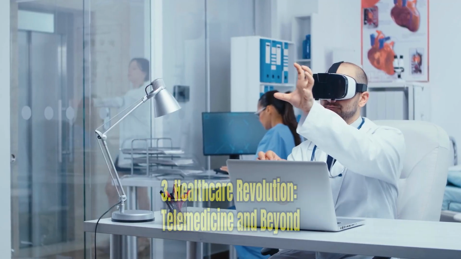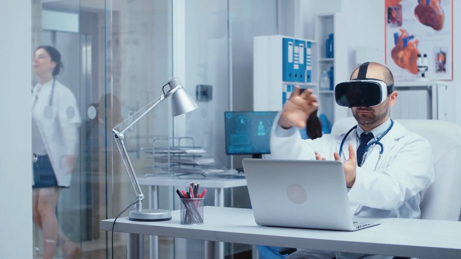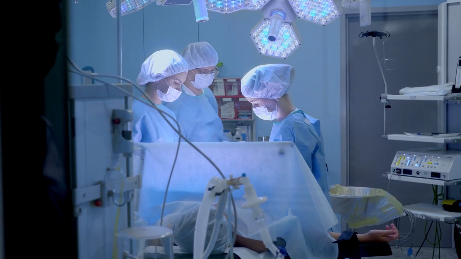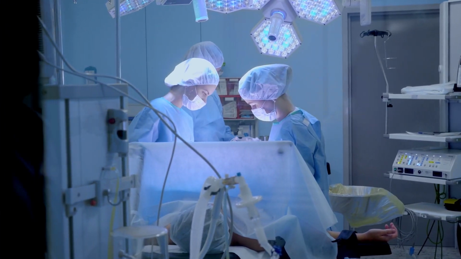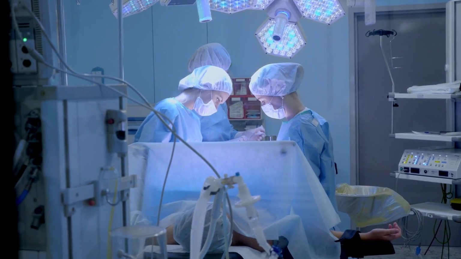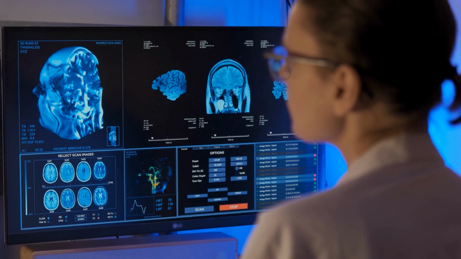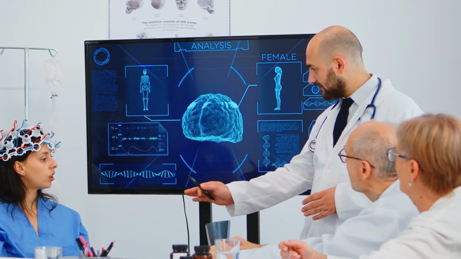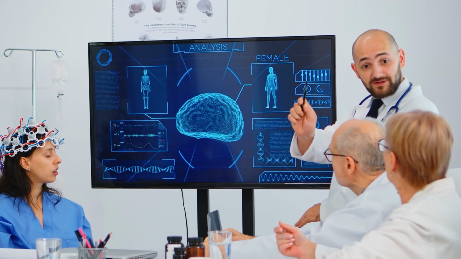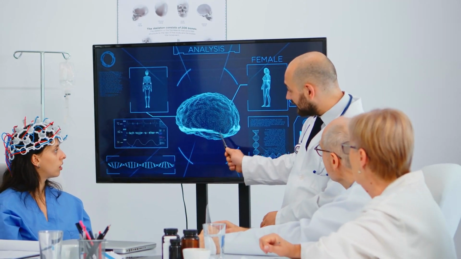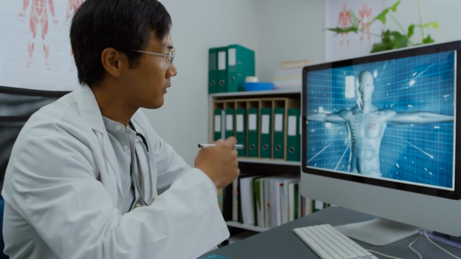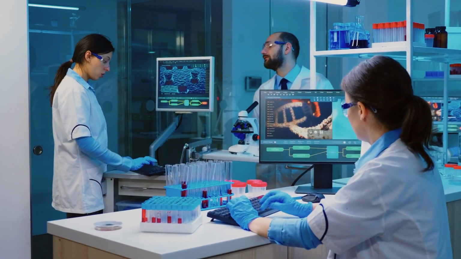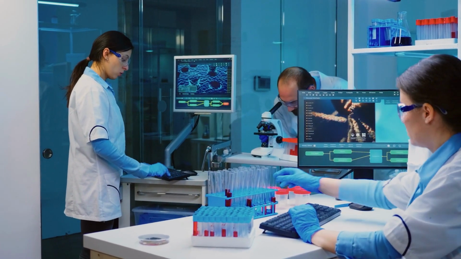3. Healthcare revolution, telemedicine, and beyond. The ultra-reliable, low-latency communication offered by 6G opens up avenues for groundbreaking applications, particularly in the field of surgery. Surgeons could potentially conduct remote surgeries with exceptional precision, harnessing haptic feedback to achieve an unparalleled level of control over their instruments. Additionally, telemedicine is expected to evolve into a fully immersive experience, facilitating more meaningful and interactive interactions between patients and doctors. This advancement in connectivity has the potential to revolutionize healthcare delivery, bringing about enhanced remote surgical capabilities and a more immersive telemedicine experience for improved patient care.